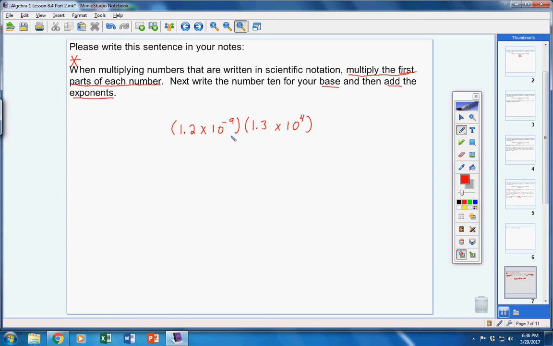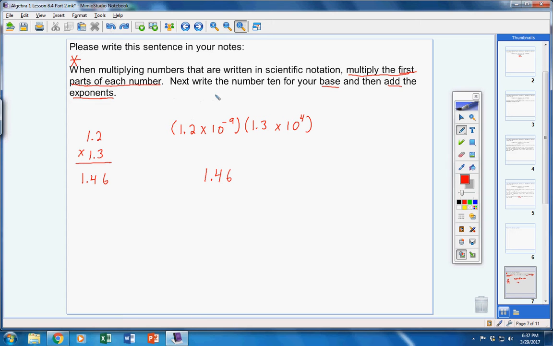So, what's the first part of this number here? 1.2. What's the first part of this number over here? 1.3. What do you do to those two numbers? You multiply them. Got it? So if I take 1.2 times 1.3, you'll get 1.46. Trust me, you can use a calculator if you want to, or you can do the long multiplication, but you will get 1.46. So I take the first number, the first part, times the first part, and I get this. Is that easy? Take this times this, piece of cake.